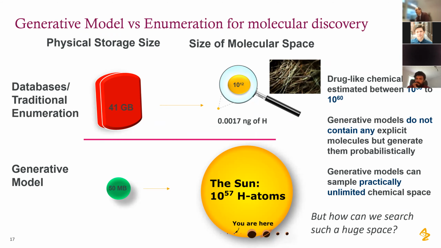And to put this into perspective, if you take 10 to the power 12 hydrogen atoms, sorry, I'm a chemist, then we have 0.0017 nanograms of hydrogen. It's so little you cannot even see it. But if you take 10 to the power 57 hydrogen atoms, then you have the hydrogen content in the sun. So these numbers are on totally different scales. We turned the usual drug finding problem, finding the needle in the haystack, into a problem of finding a hydrogen atom in the sun.